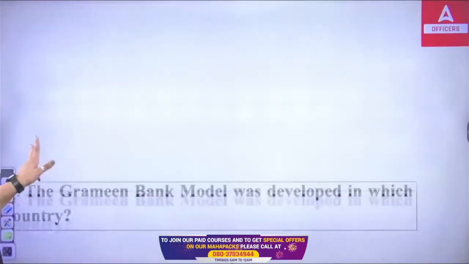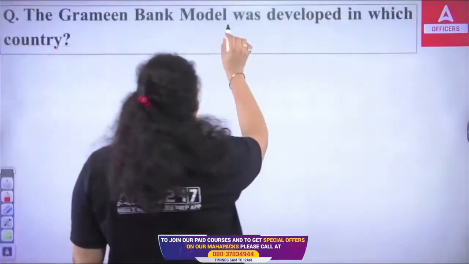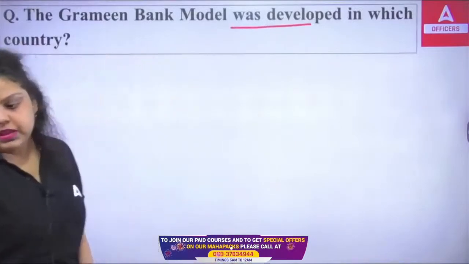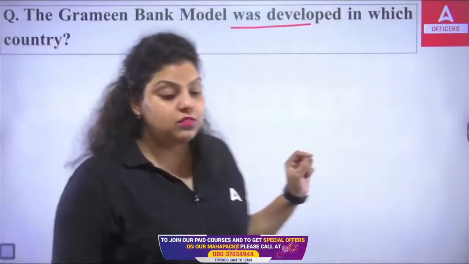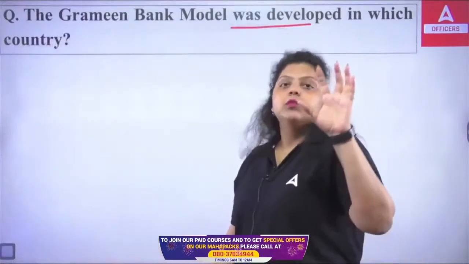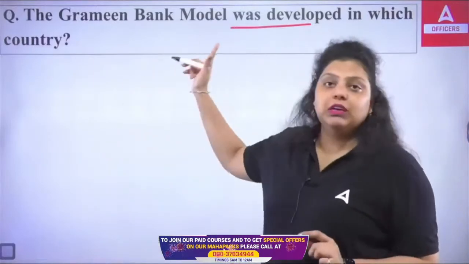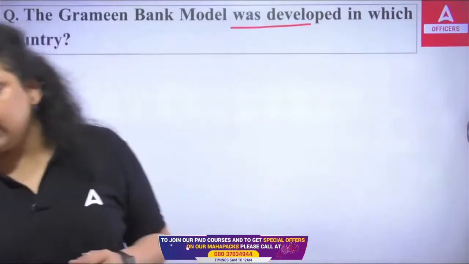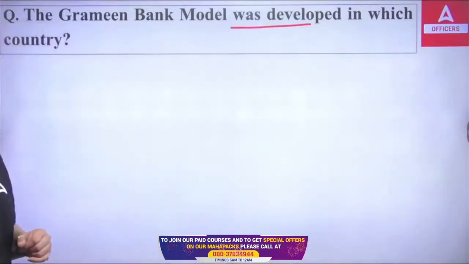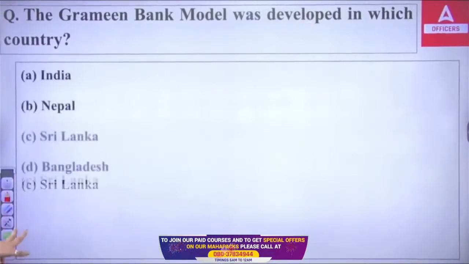Okay. Next question. The Grameen Bank model was developed in which country? This was a very famous model. The Grameen Bank model was the very famous model of which country, the question is asking. After seeing success of the Grameen Bank model, we have introduced the microcredit facility. The countries are in front of you: India, Nepal, Sri Lanka and Bangladesh. And the right answer is Bangladesh.